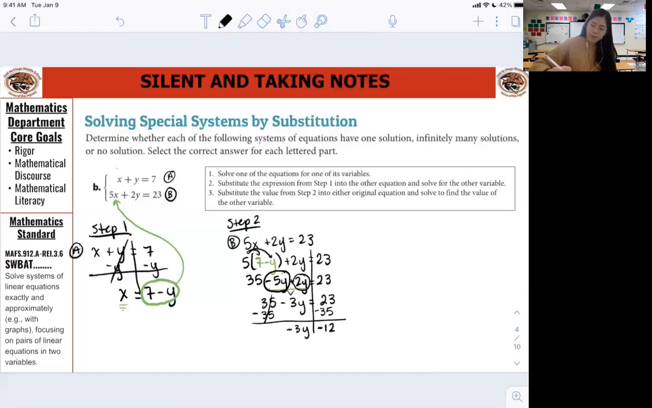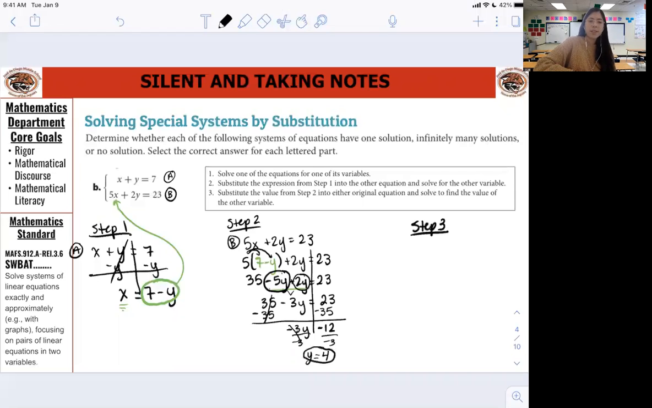Okay, and now I divide by negative 3. What's my final answer? Positive 4. Negative divided by a negative is always going to be a positive. All right. Step 3 is our easy step. We're almost there. Let's plug that back in.